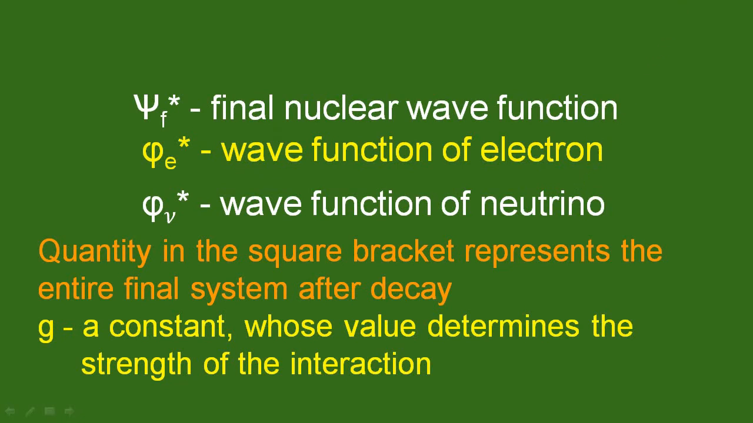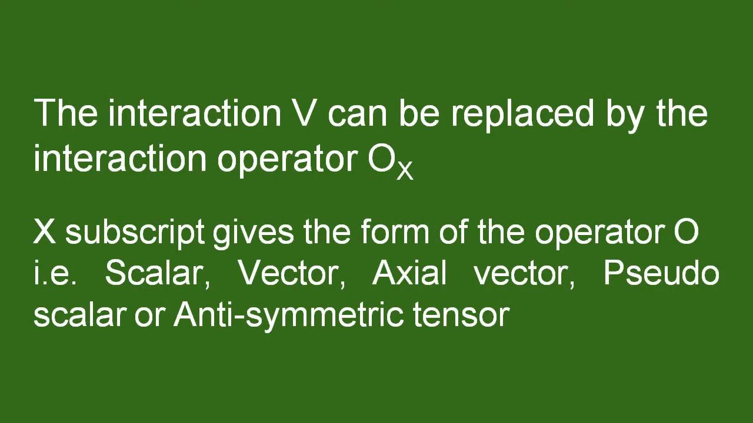G is a constant whose value determines the strength of the interaction. It is like your coupling constant or G factor. And the interaction V can be replaced by the interaction operator OX. Initially we have written V, and now we are rewriting it as OX, where the X subscript gives the form of the operator O. And this operator can be either scalar, vector, axial vector, pseudo-scalar or antisymmetric tensor.